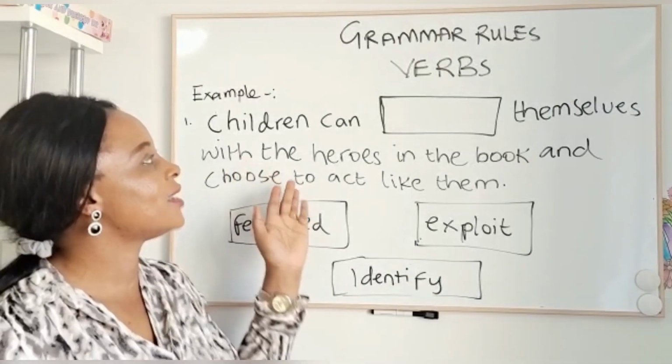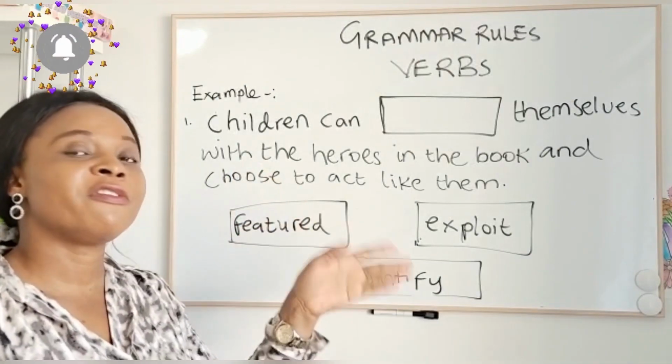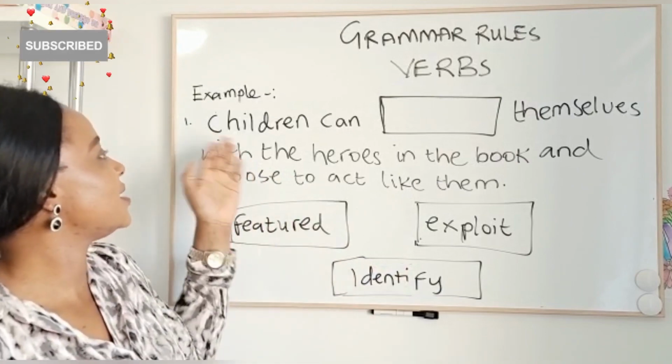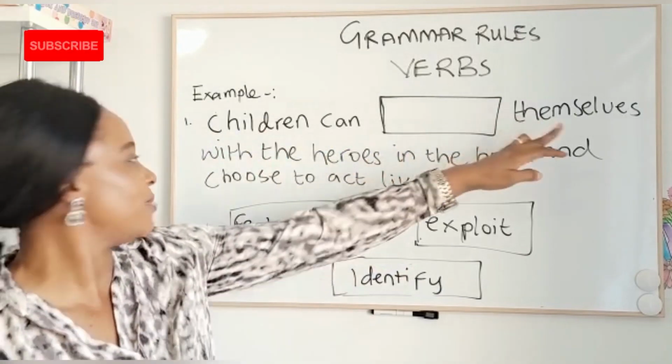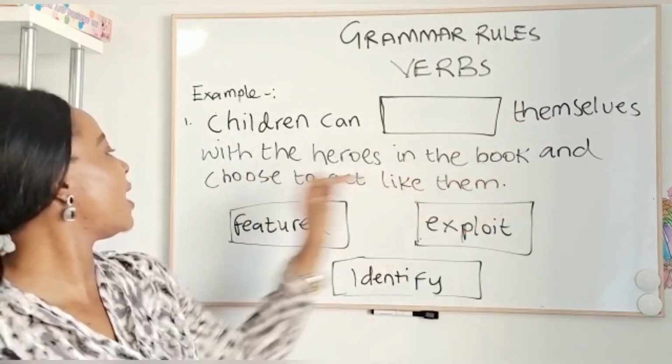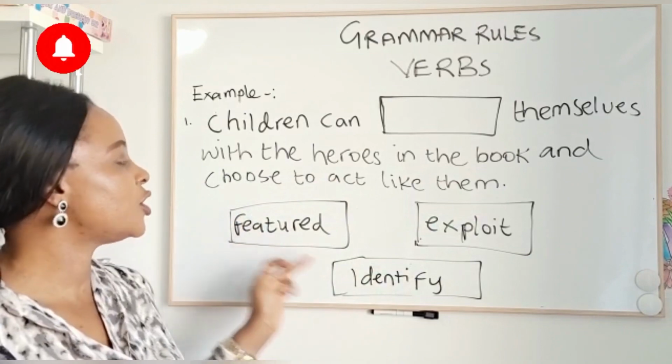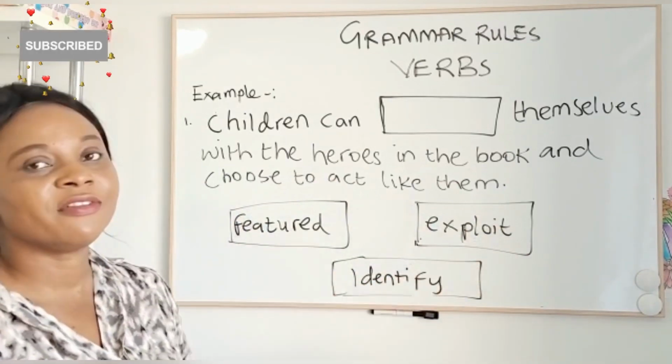Okay, now this is another example, but this example refers to the modal verb. It says: children can blank themselves with the heroes in the book and choose to act like them. And we have different options. We have featured, we have exploit, we have identify.